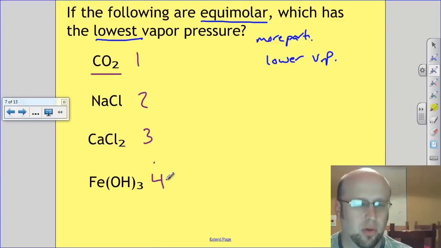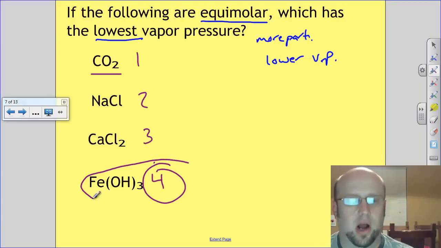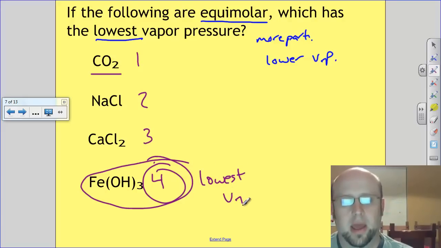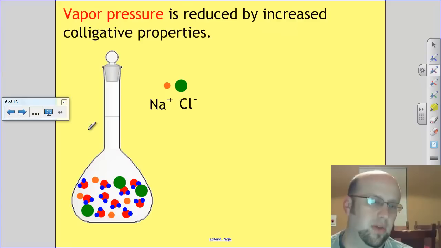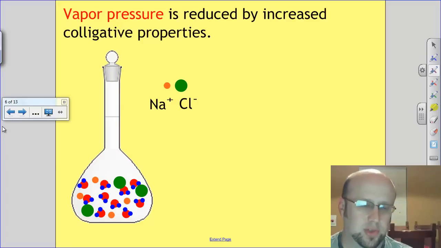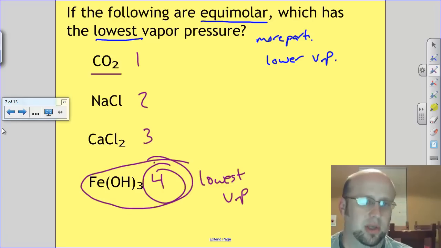And if they're equimolar, in other words, the molarity isn't going to matter for us because they're all the same, then this one has more particles, and therefore iron hydroxide is going to have the lowest vapor pressure. Why? Because for every molecule of it, I would have a lot more particles in here blocking the molecules from being able to escape into gas phase.